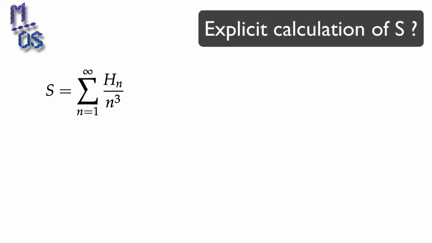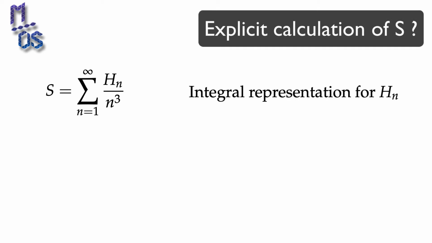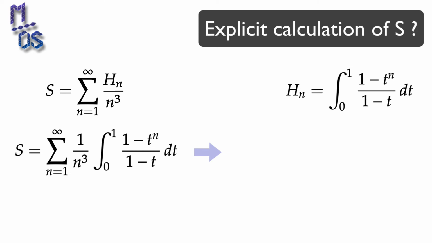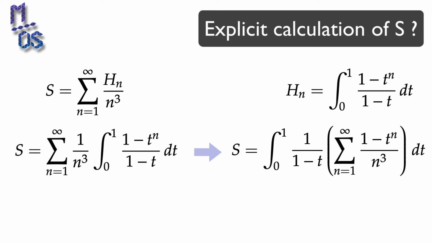In order to calculate S explicitly, the entry point will be an integral representation of h sub n. From this well-known identity, it's easy to deduce that h sub n is equal to the integral from 0 to 1 of (1 minus t to the n) over (1 minus t) dt, and using this formula, and after interchanging the symbols of summation and integration, we get S equals the integral from 0 to 1 of 1 over (1 minus t) times the series from n equals 1 to infinity of (1 minus t) to the n over n cubed dt.